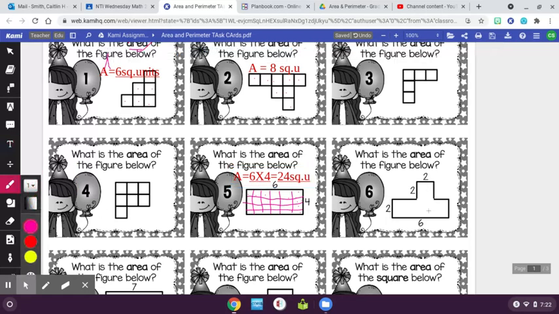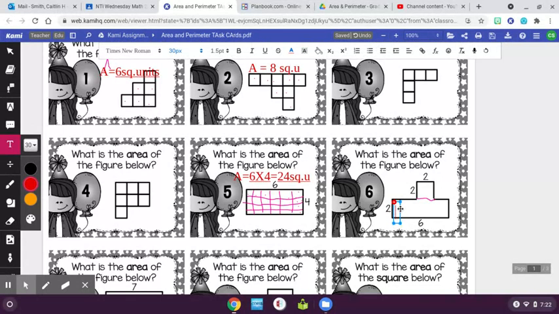Well, let's look at the next one. It gives us an irregular shape. How do we do this? We have to turn it into rectangles. So right here, I'm going to draw a line and split it into a rectangle and a square. I know this is a square because the two sides are the same. Then I find the area of each one. Let's do the rectangle on the bottom first. Down here, I know the area is length times width, so I'm going to do 2 times 6. And I know that 2 times 6 means 6 two times. That's a double, so it gives me 12.